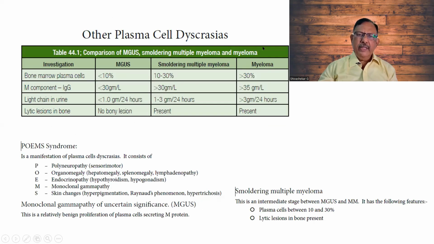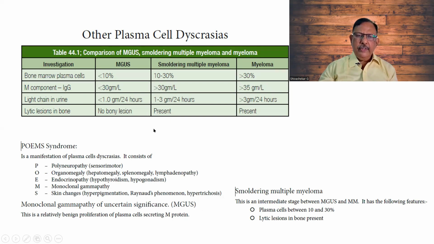There are other plasma cell dyscrasias. One is MGUS, smoldering, and then the myeloma. There is something called POEMS syndrome. It is a manifestation of plasma cell dyscrasia. Polyneuropathy, organomegaly, endocrinopathy, monoclonal gammopathy, and skin changes such as hyperpigmentation.